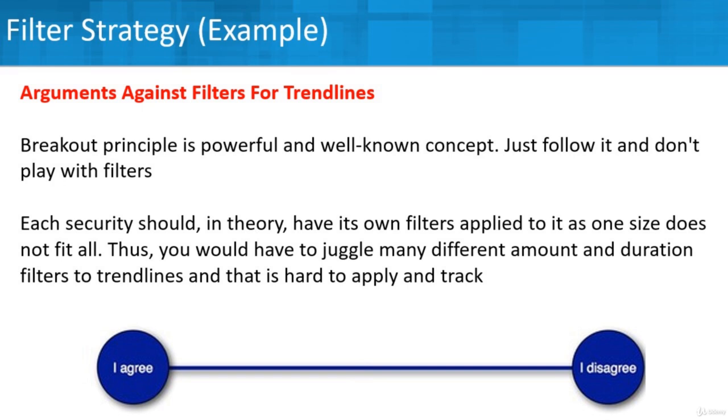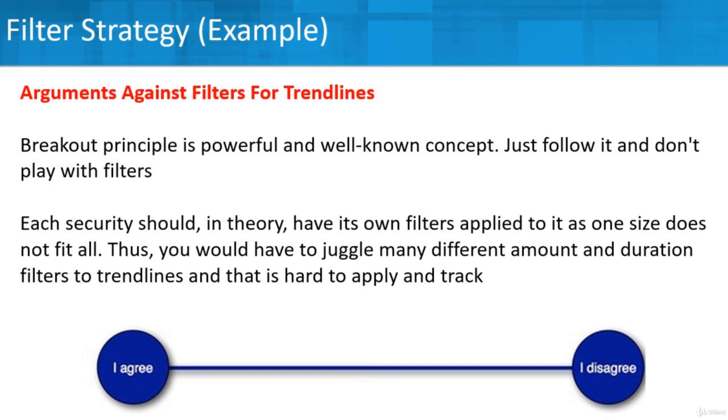Another argument would be that each security should, in theory, have its own filters applied to it, as one size does not fit all, right? Each security is its own kind of entity. Thus, you'd have to juggle many different amount and duration filters for trend lines to really make it work or be a fair application of it. And that's hard to apply and track, right?